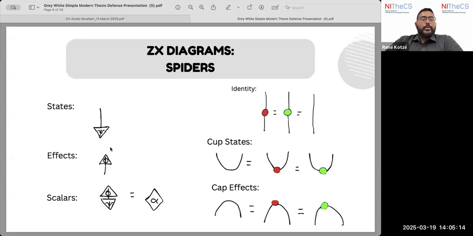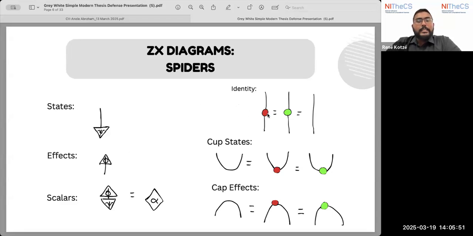Some other notation that we will be using. So our special diagrams for states is this triangle with one wire coming out. Effects are this triangle here with one wire going in. A scalar is given by a state followed by an effect. This can be seen as a form of measurement, and we combine them and write a scalar as simply a diamond like this. Why did we do this using these triangles here? It's because if you rotate by 90 degrees, you get the usual Dirac bra-ket notation.